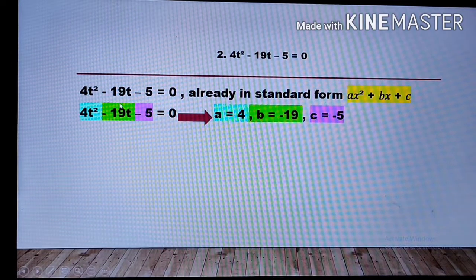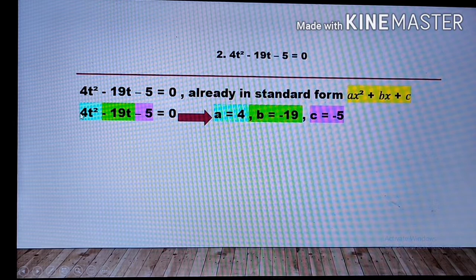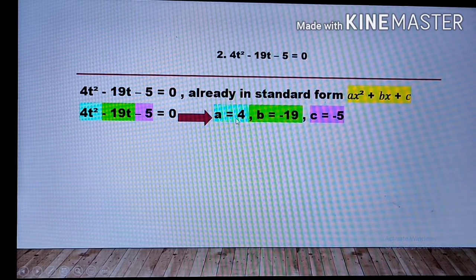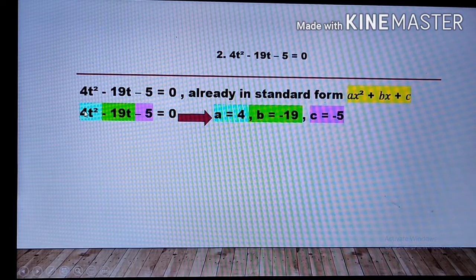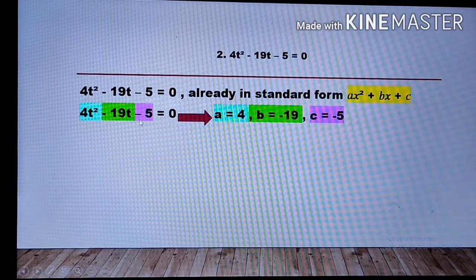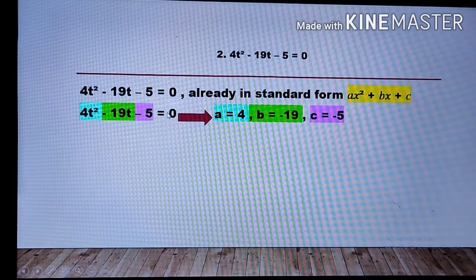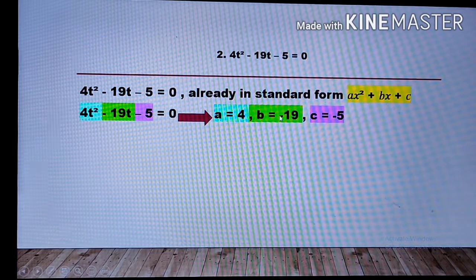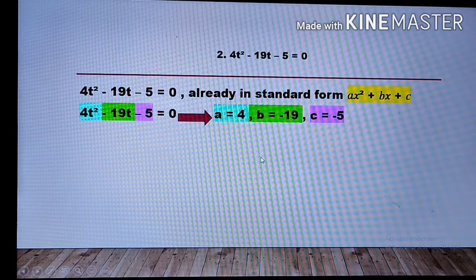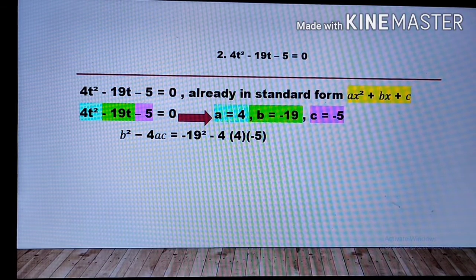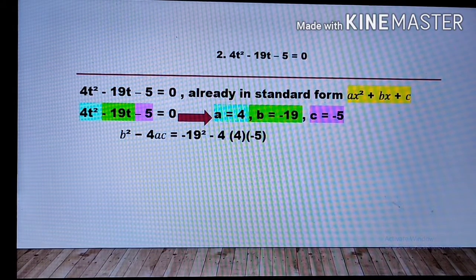So, our A is the first term. So, mayroon siyang katabi na number 4. Mayroon siyang coefficient na 4. Then, positive 4, diba? Kasi wala naman nakalagay na minus. So, positive 4. Then, B is minus 19. So, negative 19. Then, C is minus 5. So, negative 5. Next, substitute lang the values of A, B, and C sa formula.